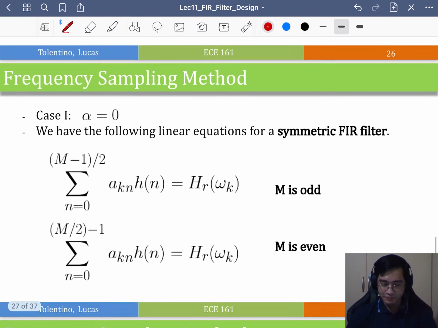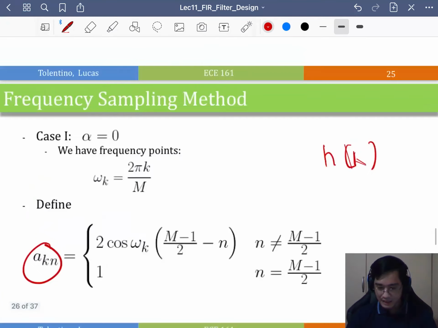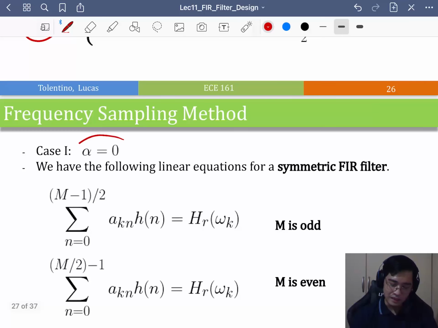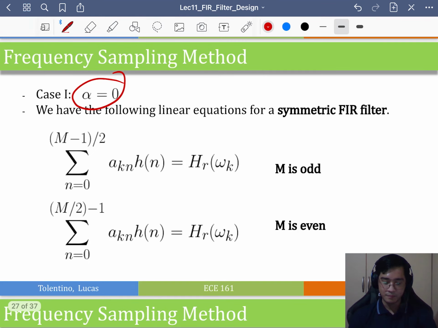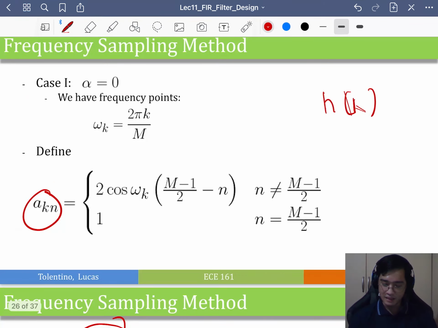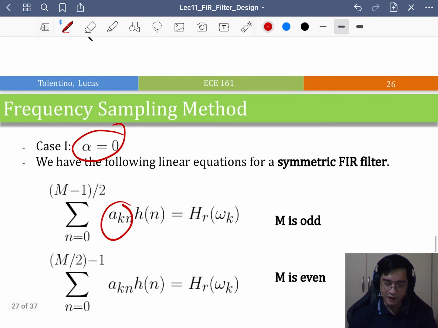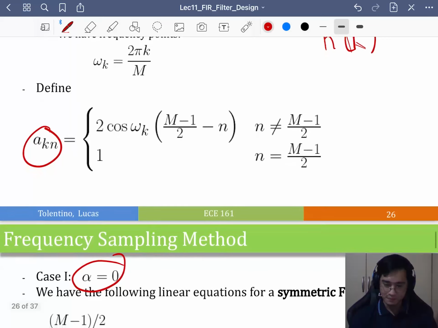For a symmetric FIR filter, now this is for the first case, alpha is 0, we have this set of linear equations. For m odd, this one; for m even, this one. The main difference is just the indexing, but still the same. Still this a sub k, what is a sub kn here is defined by this equation.